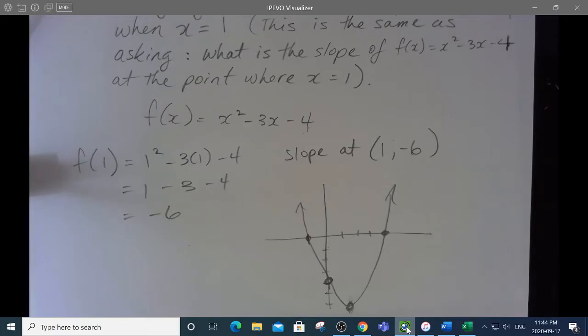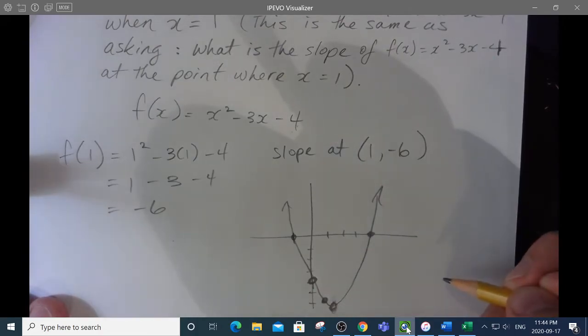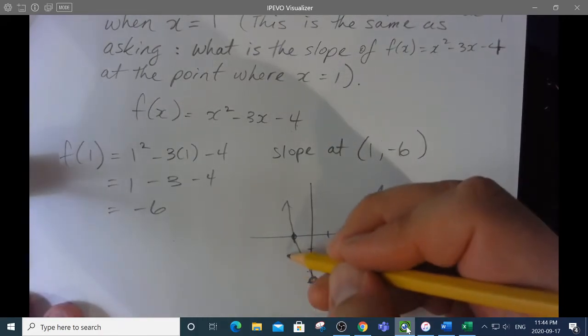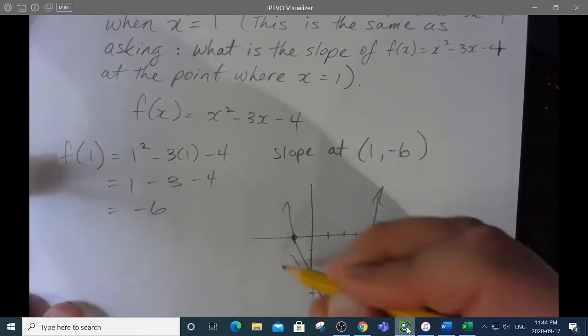So now I want the slope at the point (1, negative 6). So right about there, I guess. I would like to know the slope of that. Obviously, it's going to be a negative slope, right? Because the tangent line at that spot is definitely going down.